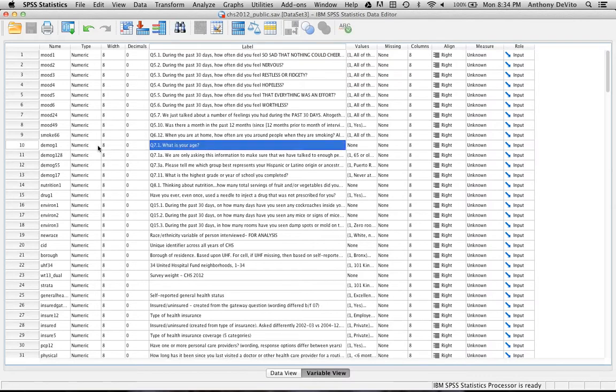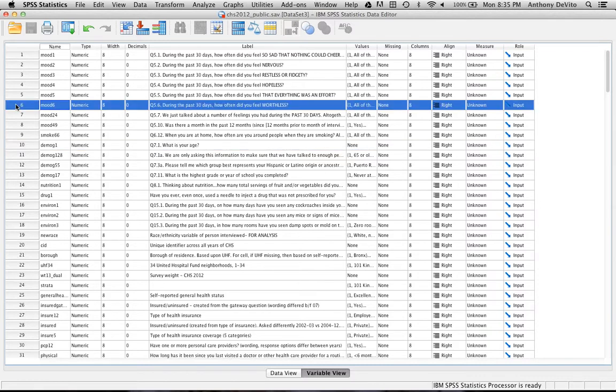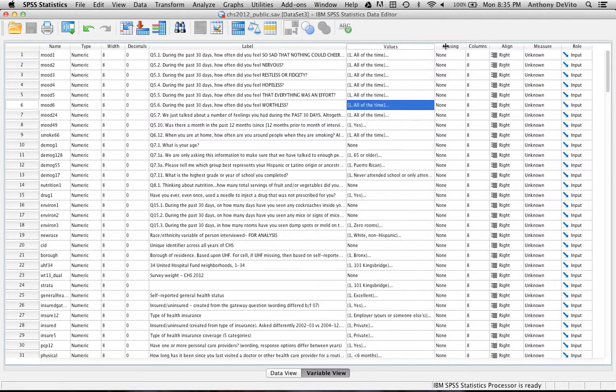Okay, here's a numerical variable I found pretty quickly. What's your age? Everybody agree that's a numerical variable? Now I can find means for people's ages. So now I'm going to take a look at, let's see, this is a measure of depression, right? Question 5.6. During the past 30 days, how often did you feel worthless? Now that's a categorical variable, right? Let's see what the values are for that. The values are coded in here already.